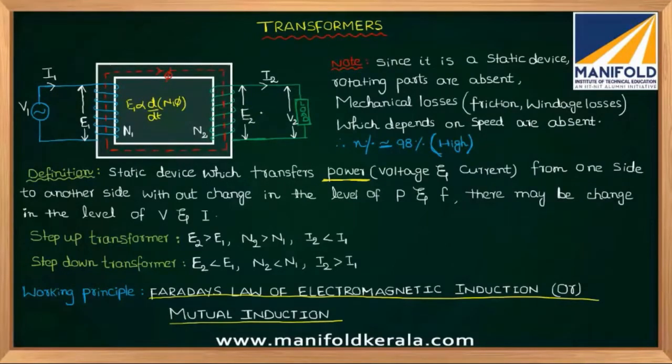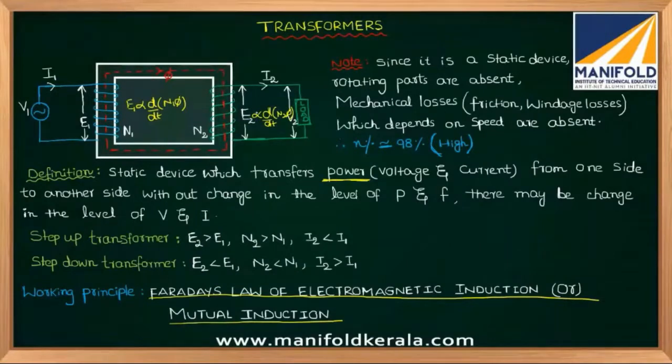E2 is proportional to what, guys? You know already, d by dt of what? N2 into phi, no? Number of turns in the secondary side is N2. So here also the rate of change of flux linkage is happening, and EMF will be induced. Okay, guys, now tell me, in the primary side EMF is induced, and in the secondary side also EMF is induced.